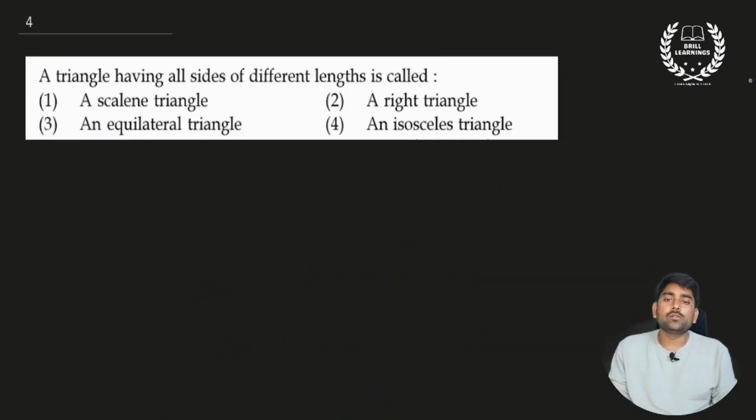A triangle having all sides of different lengths is called a scalene triangle. That is scalene triangle. Let's move on to the next question.